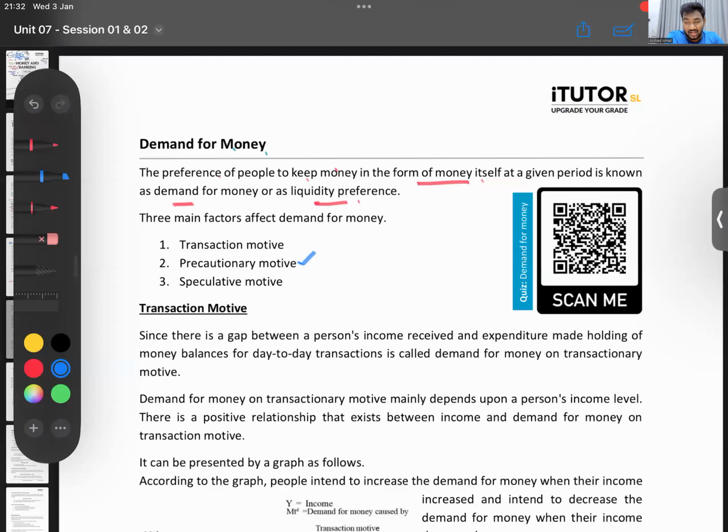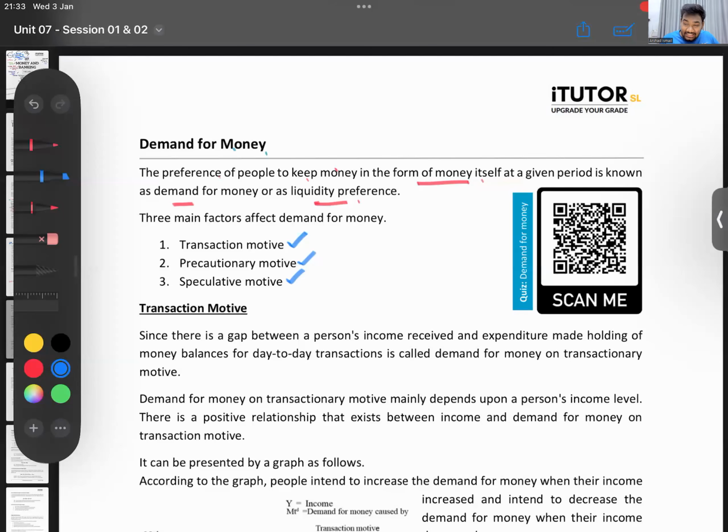You keep your money with you for your day-to-day needs, no? For your transport, to buy food, to pay class fees, you keep money. That is the transaction motive. We will go through these in detail. Then some of this money you will keep for investment purpose to make a profit, and those are speculative motive. So repeating for those who joined late after the break, what is demand for money?